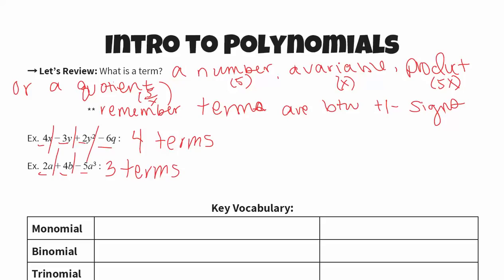The nice thing about drawing your slashes is it really distinguishes the specific terms. And if you look at this example, 2a would be a product, 4b would be a product, and negative 5a cubed is still a product because that's just negative 5 times a times a.